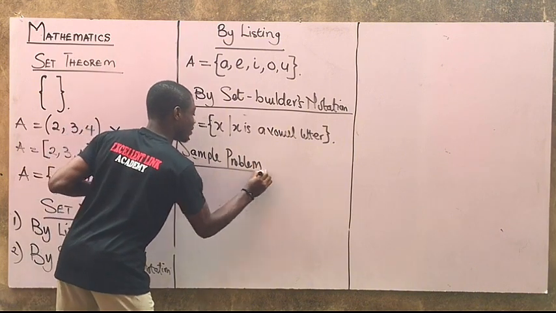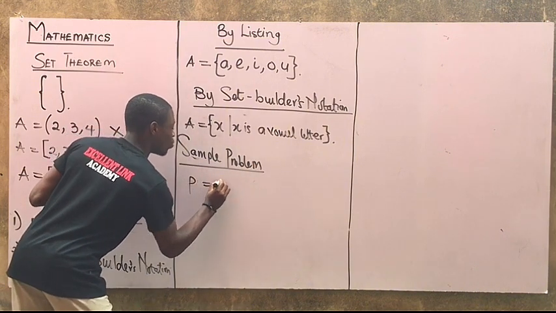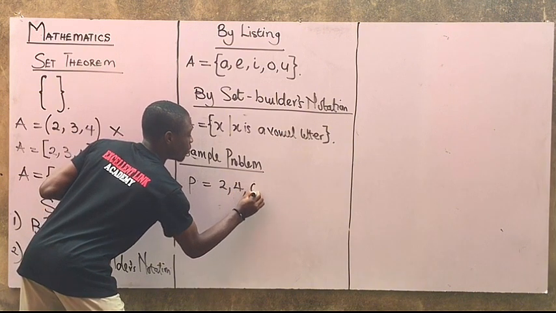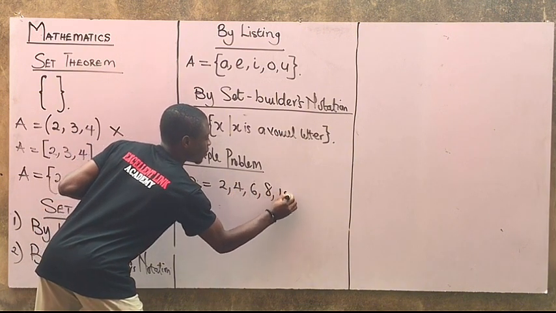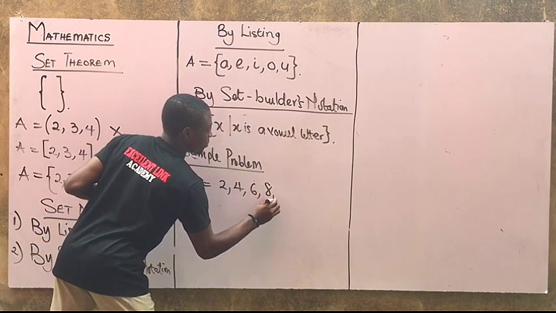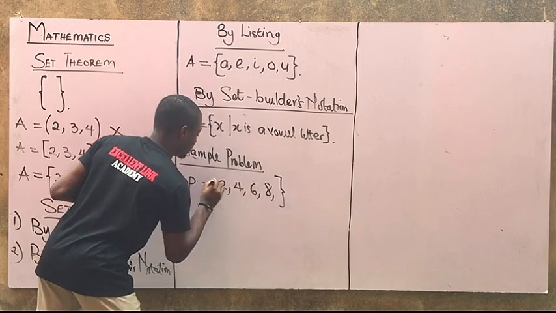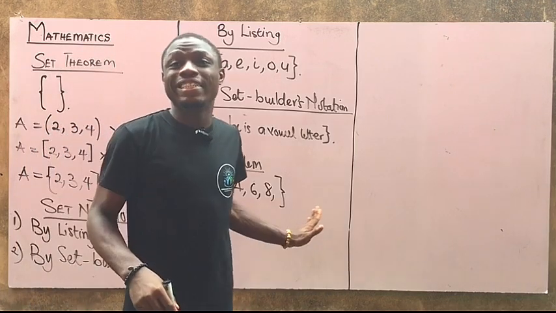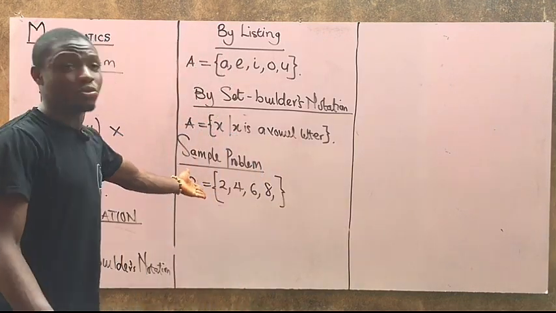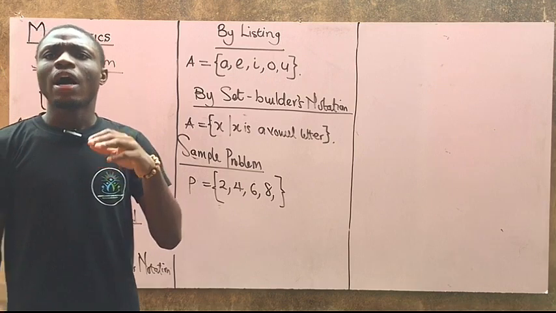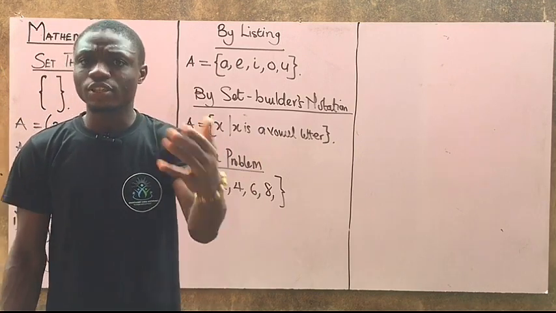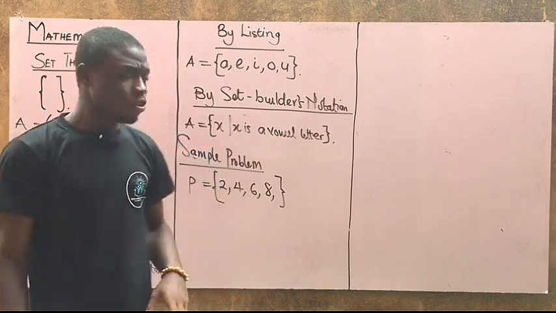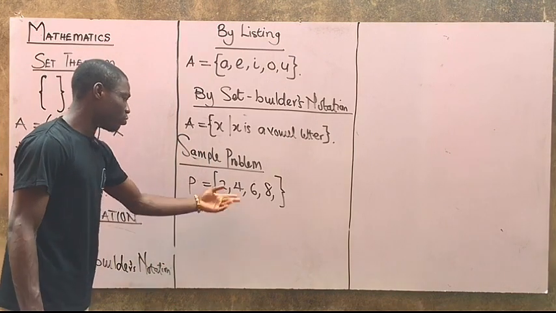Let's say I'm given a set B equal to 2, 4, 6, 8. Let's say I'm given this set here. This set is in the form of what? Listing. They have listed it out for us. Now, I'll give a set in the form of listing, you give me the set builder's notation. For this one, what will be the set builder's notation?